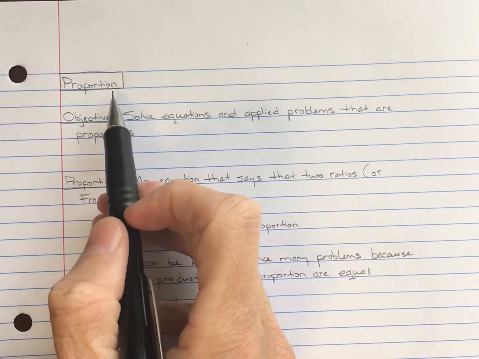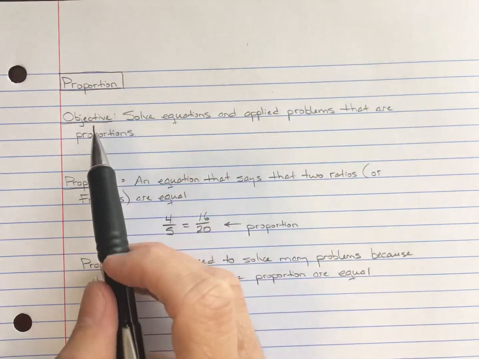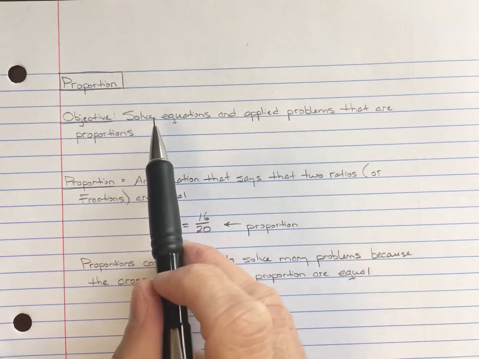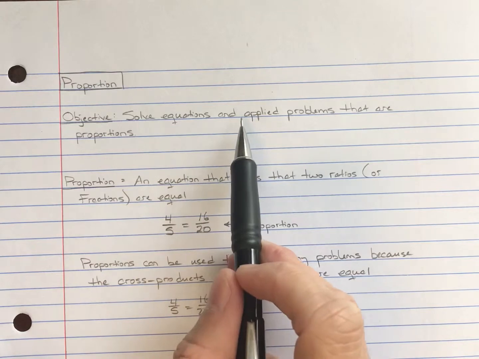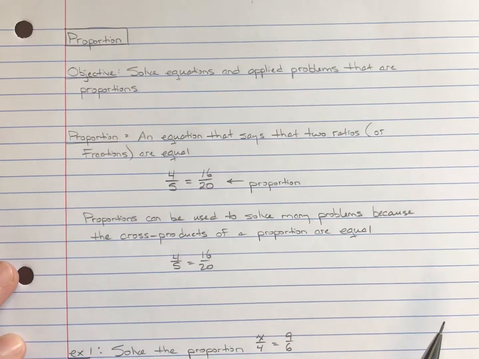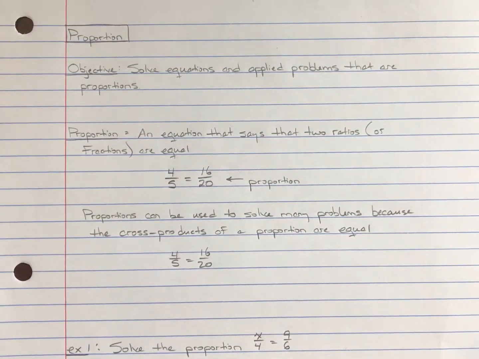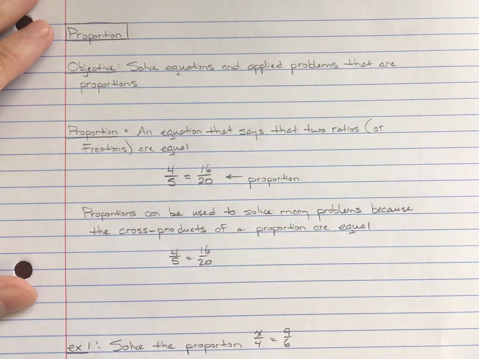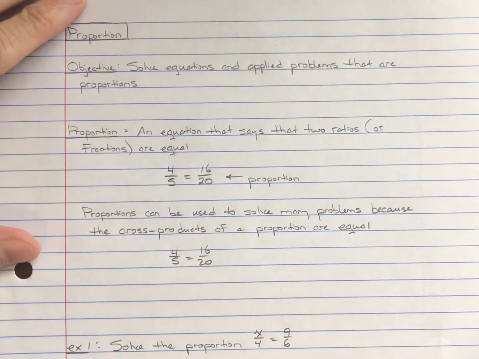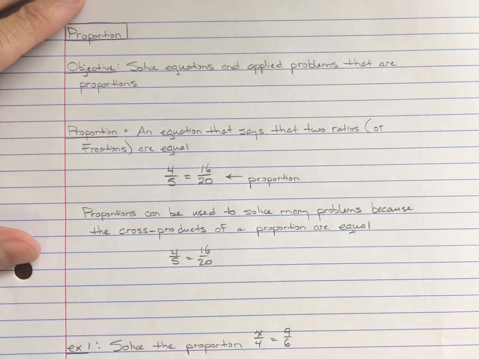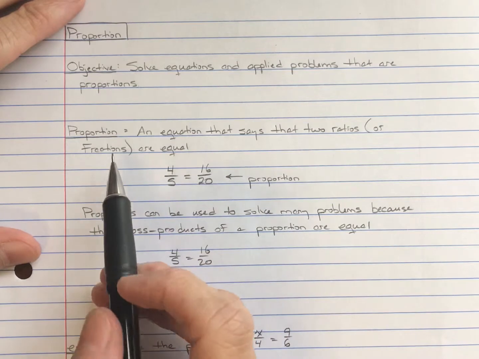Proportion. Okay, in this video, we're going to talk about proportions, specifically our objective. We want to solve equations and applied problems that are proportions. All right, proportions are extremely popular. They're an extremely popular method for solving applied problems because you're comparing two things, and it's a nice way to solve a whole lot of different problems.